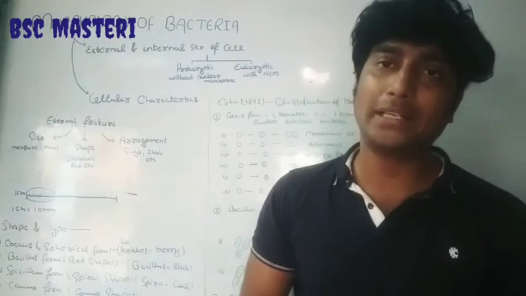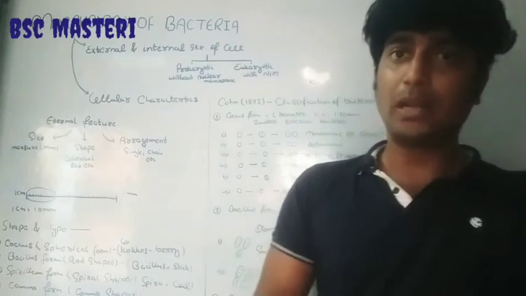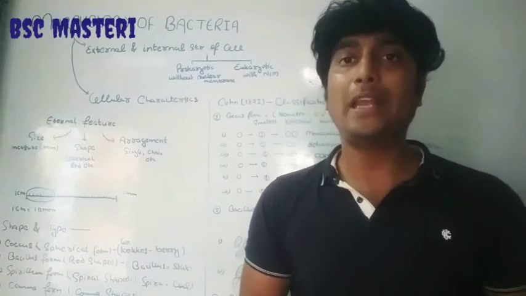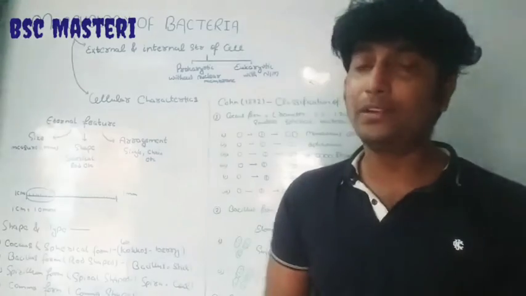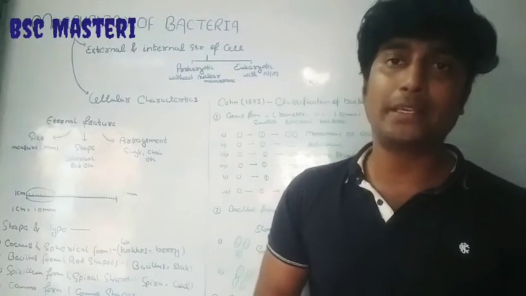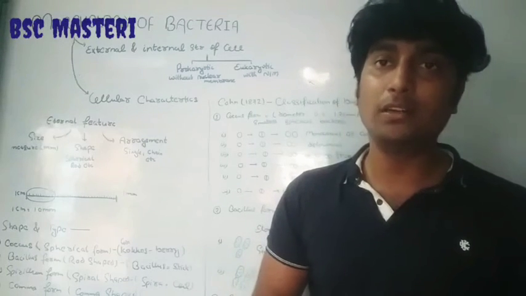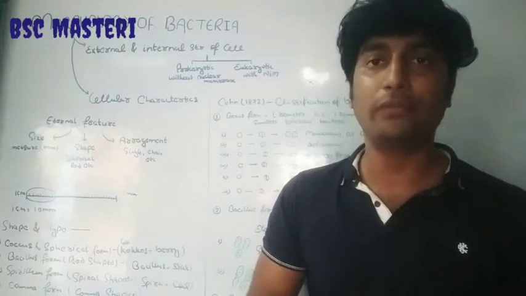Second is the shape of bacteria. Bacteria show different types of shape, which can be spherical, rod, comma, or spirillum. Third is the arrangement of bacteria. The arrangement can be singular, double, present in a chain, or present in a group.